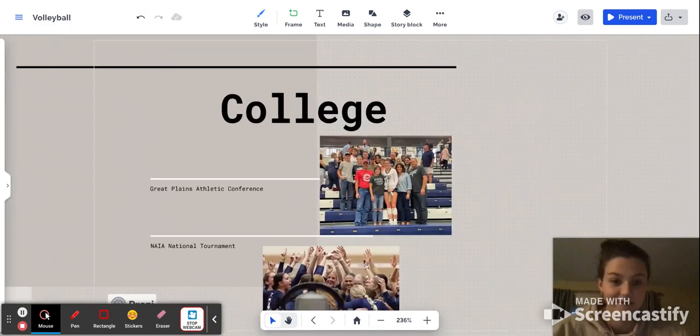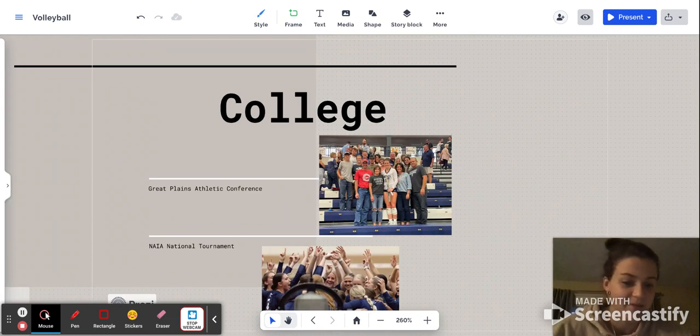So, flash forward another couple years, and I ended up coming to Concordia to play volleyball. This is a picture of me and some of my family members, and then also the team here at the bottom. And so you can see here, we were part of the Great Plains Athletic Conference. If you were to talk to some volleyball gurus, that's one of the best conferences, if not the best conference in NAIA volleyball. Again, after playing in this conference, I agree, but there are also so many different conferences in NAIA out there.